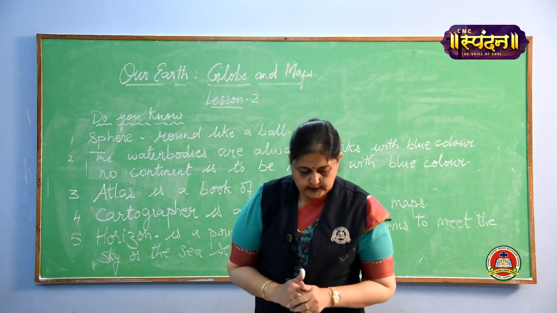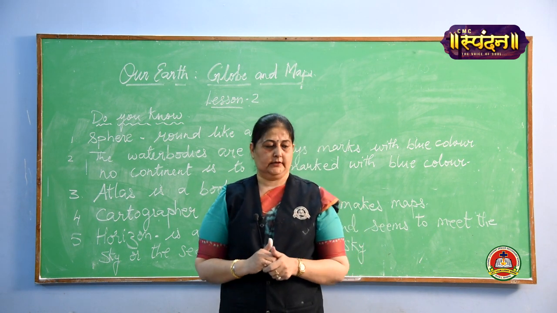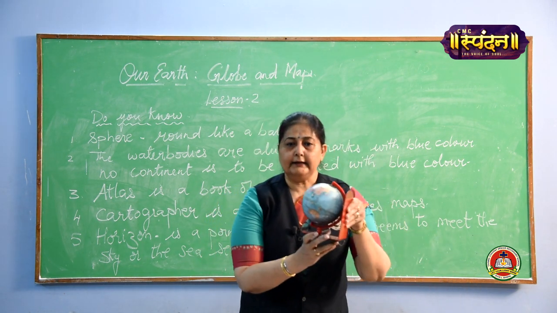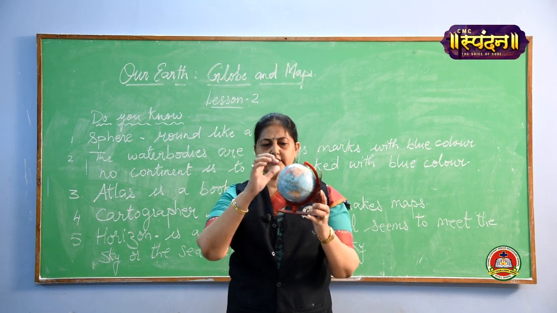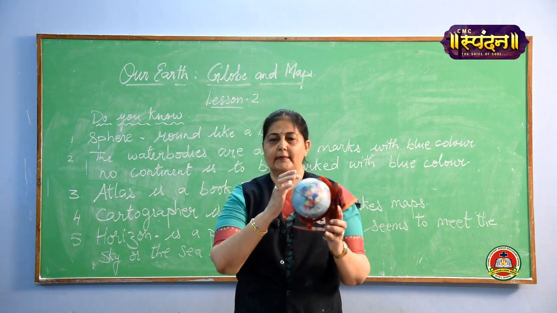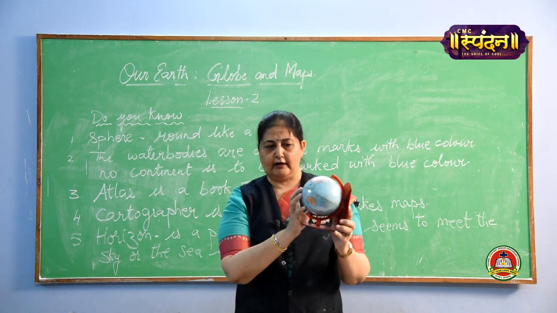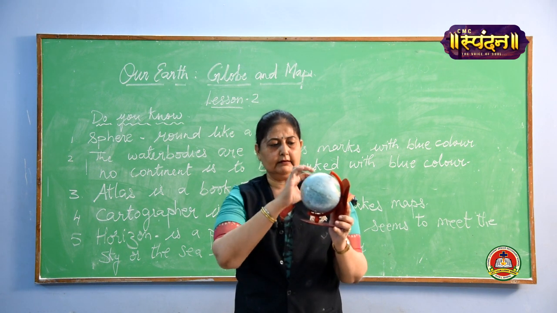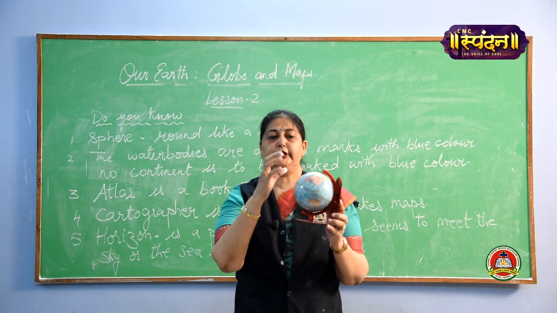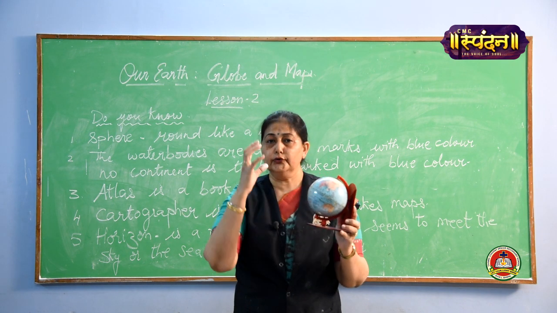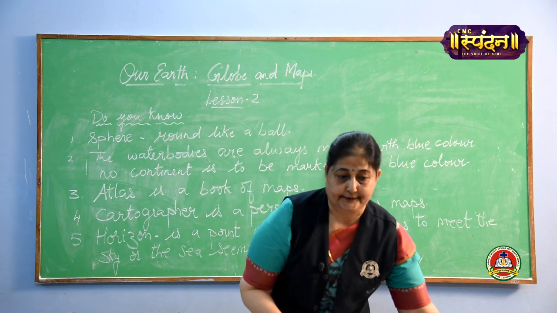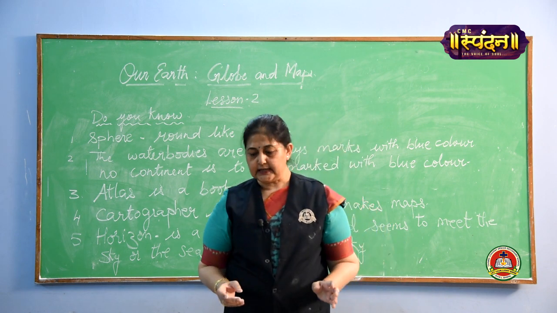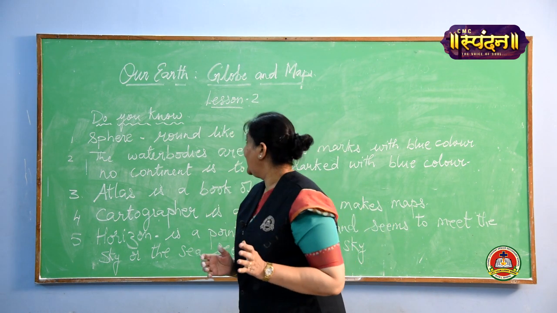Alright? Now children, what is a continent? See, the colored areas on the globe. Can you see the colored areas? North America, South America, Africa, Asia, Australia. These are colored areas. These are called the continents. Continents are huge masses of land. Yeah? Continents are huge masses of land.